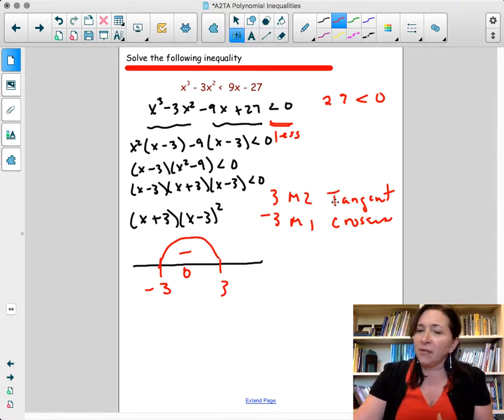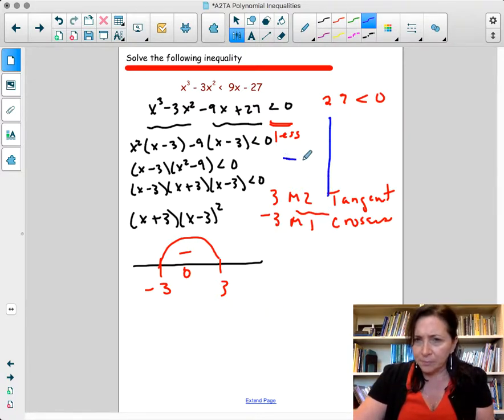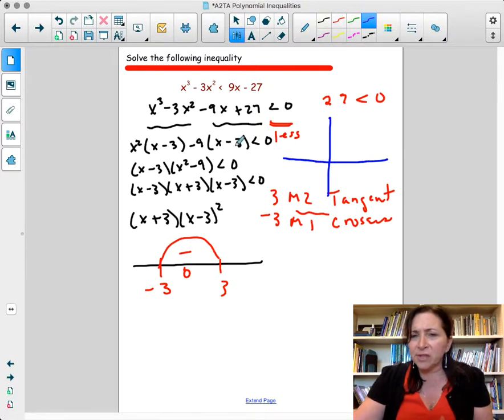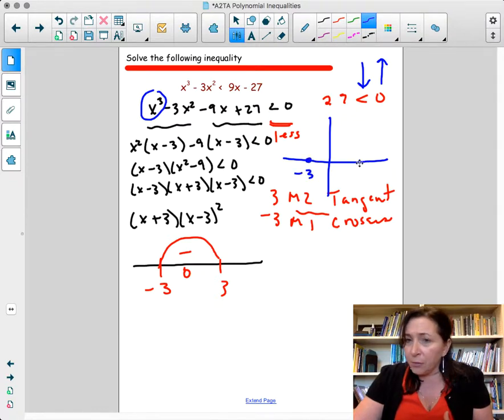Now, because of the multiplicity here, this is going to change my outcome. So what I want to do is a quick graph and show you. You know this is a cubic, and it's positive. So my end behavior is up on the right, down on the left. My zeros are -3 and 3. I also have a y-intercept way up here of 27.